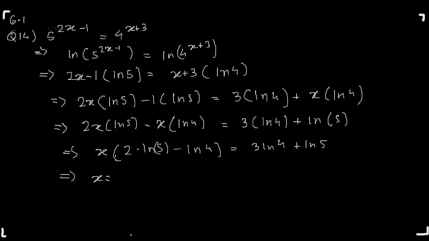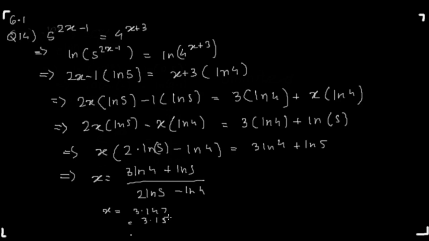So now we have x. We move this down here and divide, so x is equal to (3 ln4 plus ln5) over (2 ln5 minus ln4). You can just use the calculator for this and you will get x equals 3.147, and rounded to three significant figures, that is 3.15. That is what x is, that's the answer.